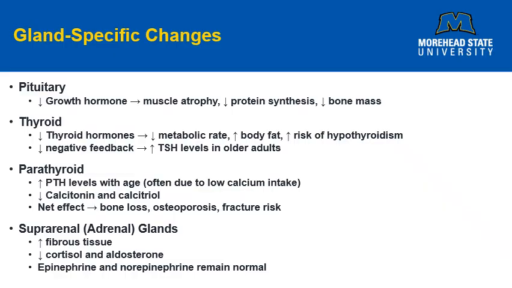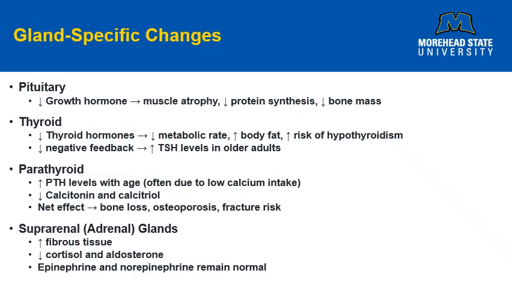For the thyroid hormones, if they go down, your metabolic rate is going to go down. Your body fat will increase because of the decreasing metabolic rate, and you have a risk of hypothyroidism, which is seen a lot in older people. Now, the thyroid is one of a few that has an issue with the negative feedback being lost, which leads to thyroid hormone levels being off in older adults, because we can't regulate it going off. So it leads to issues.